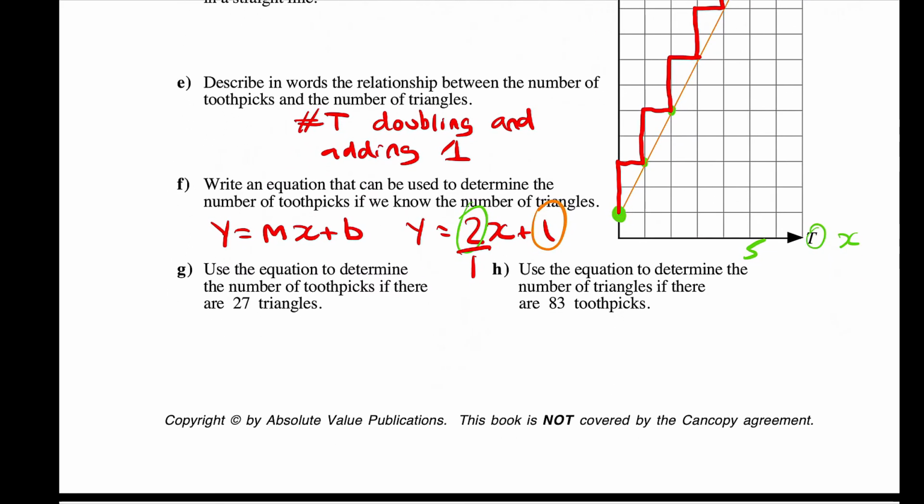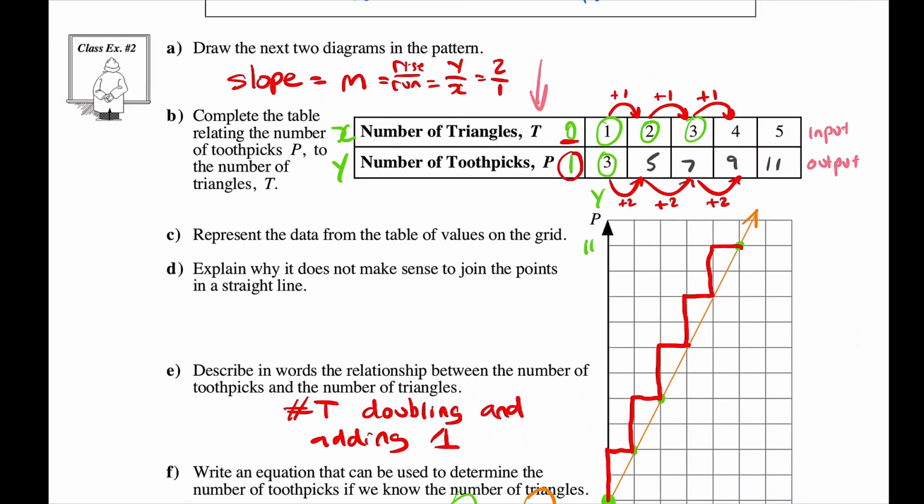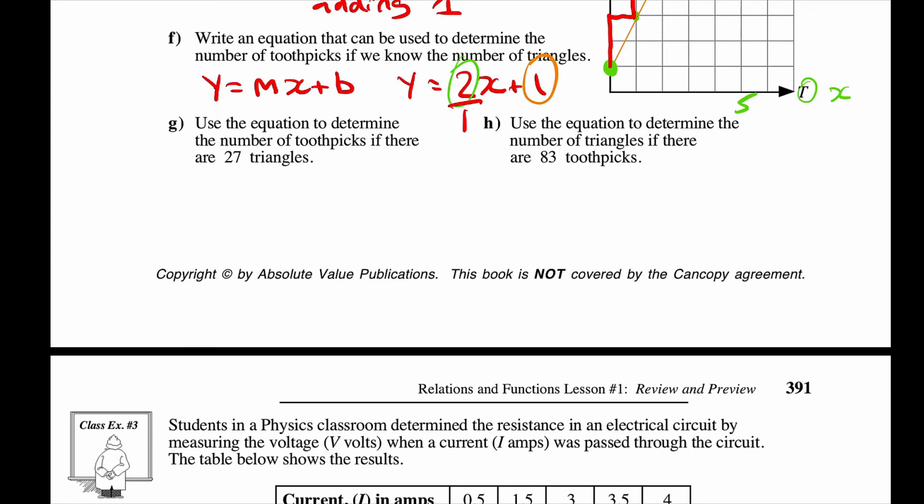Okay, and now that I have this equation, y equals 2x plus 1, it now says use the equation to determine the number of toothpicks if there are 27 triangles. So really, for this equation, I want to look back to here. What is y? Well, y is this one down here, which is p. So really, this would be better written like this: P equals 2 times t plus 1.